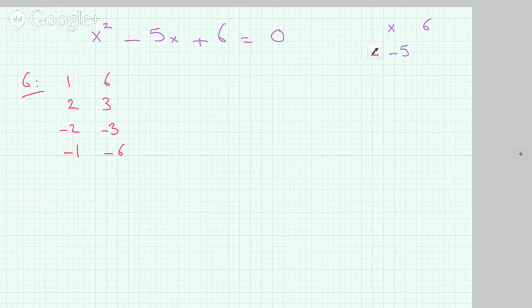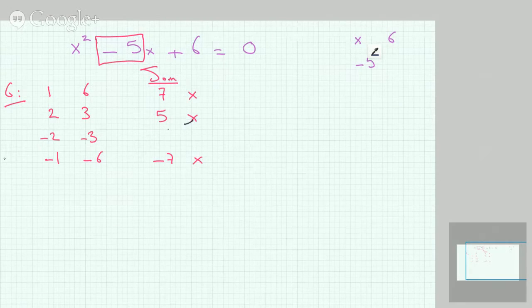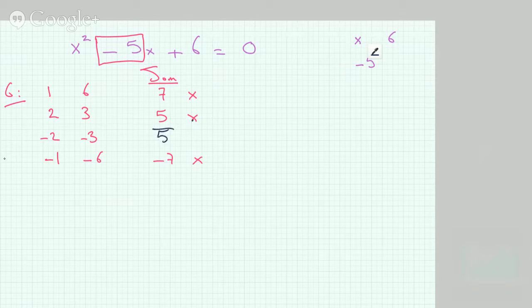Now you go ahead and find the sum of each one of those pairs. The sum that gets you 5 will be the pair that you need to consider. So 1 plus 6 will give us 7, so that's no good. 2 plus 3 will give us plus 5, that's no good. Minus 1 and minus 6 will give us minus 7, so that's no good. Minus 2 and minus 3 will give us minus 5. Bingo. So this is our target.